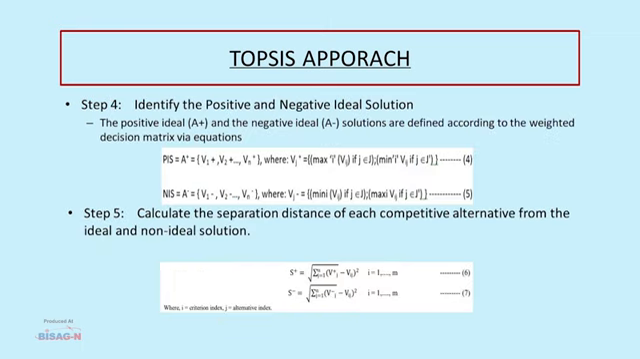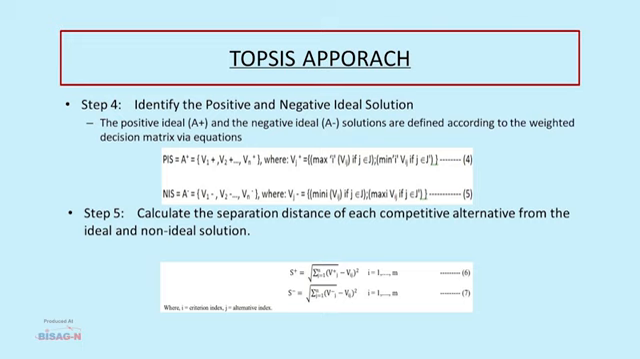Step 4 is identifying the positive and the negative ideal solution. The positive ideal solution and the negative ideal solution are defined in accordance with the weighted decision matrix via the equation.